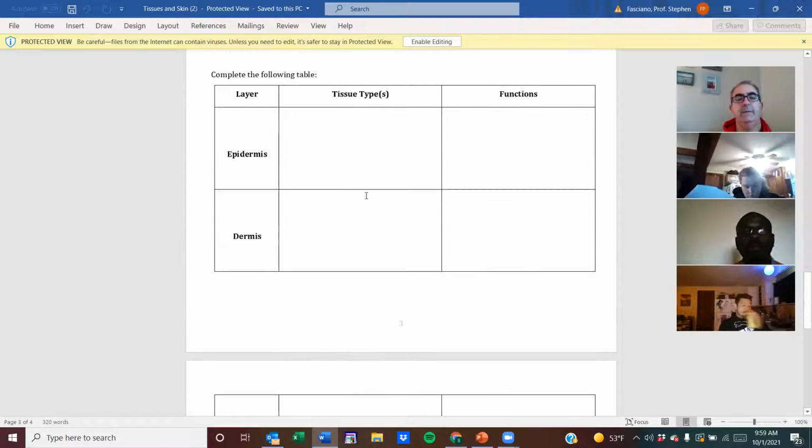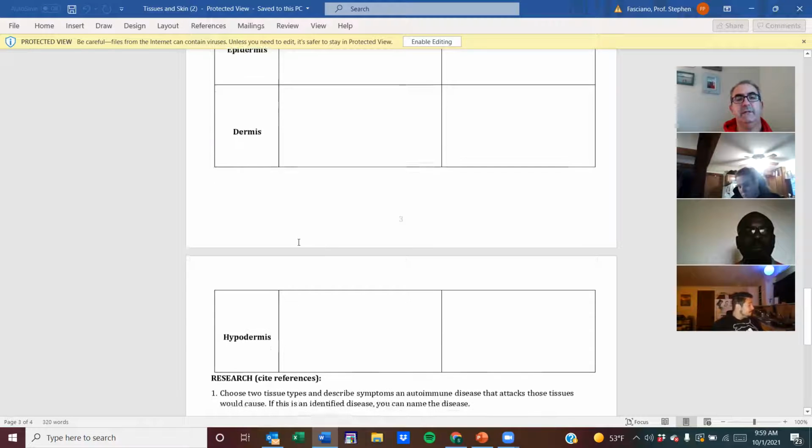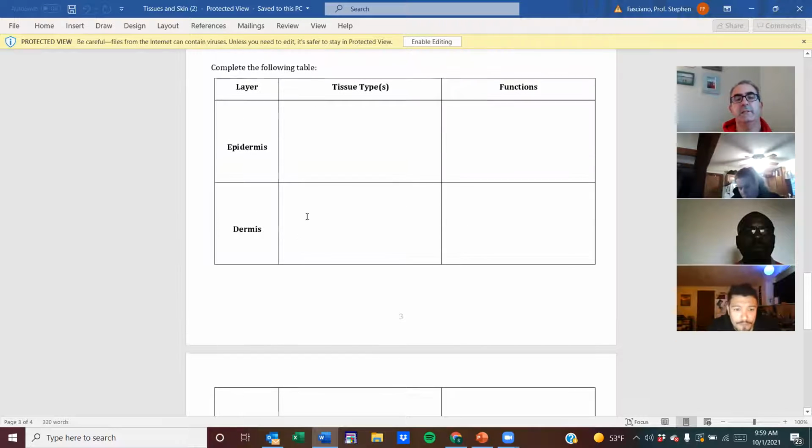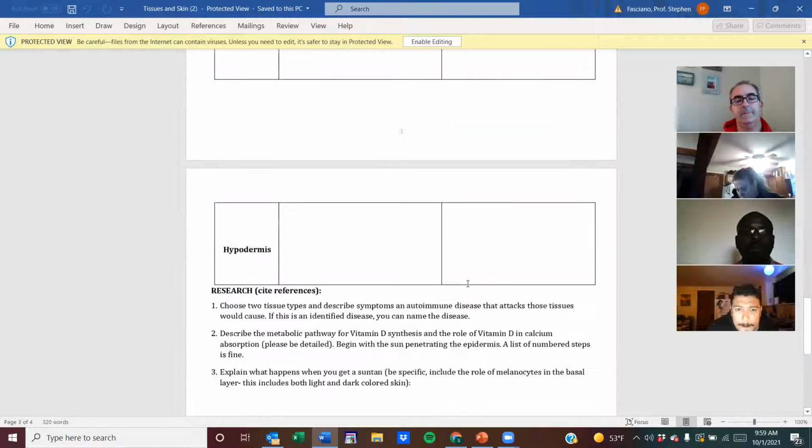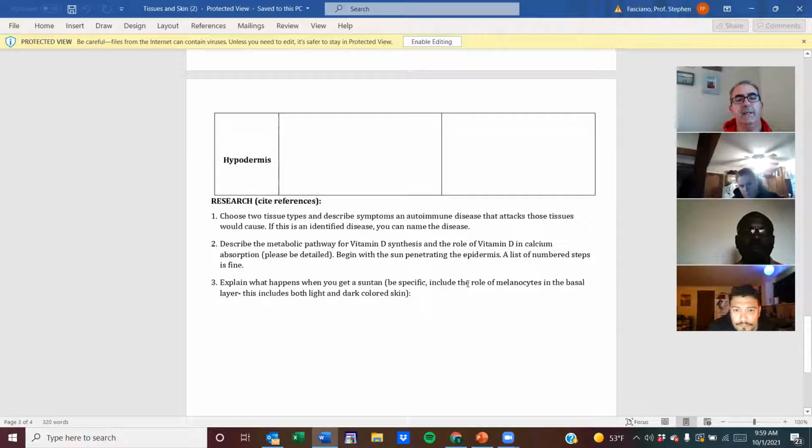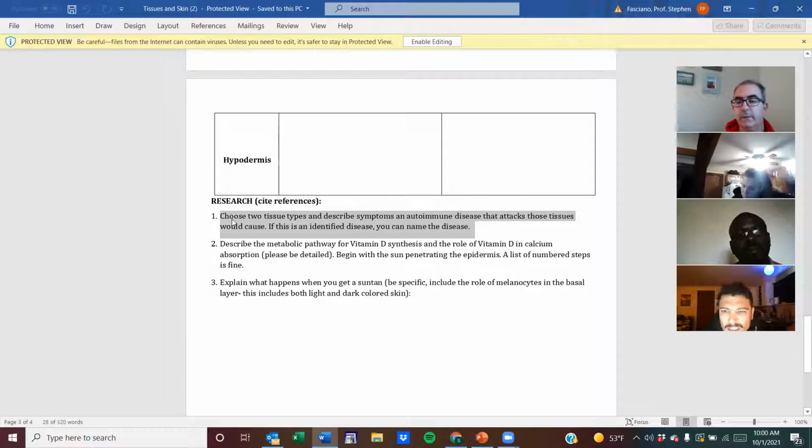And then for each of these layers, the epidermis, the dermis, and the hypodermis, you're going to tell me what type of tissue is there and what the functions are, right? And then, again, you could choose 2 tissue types and describe symptoms of an autoimmune disease that attacks those tissues. If this is an identified disease, you can name the disease. So this can just be hypothetical, right? It doesn't have to be a real thing.